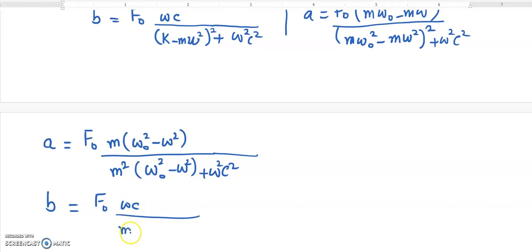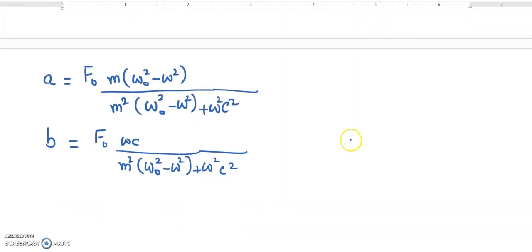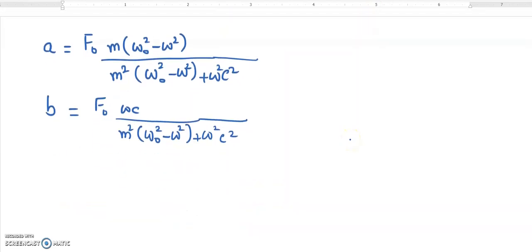So it will be m squared times omega naught squared minus omega squared, plus omega squared c squared. Okay, so now we already know the values of a and b, and from these the particular solution can be determined.